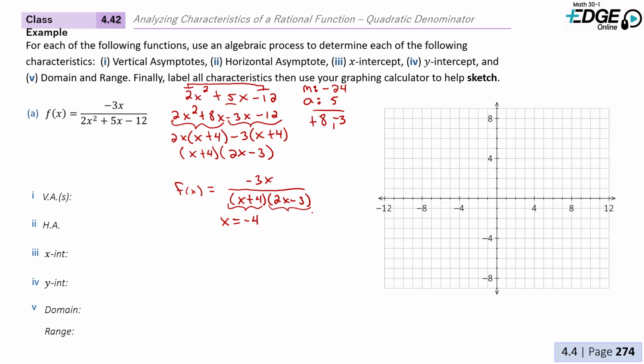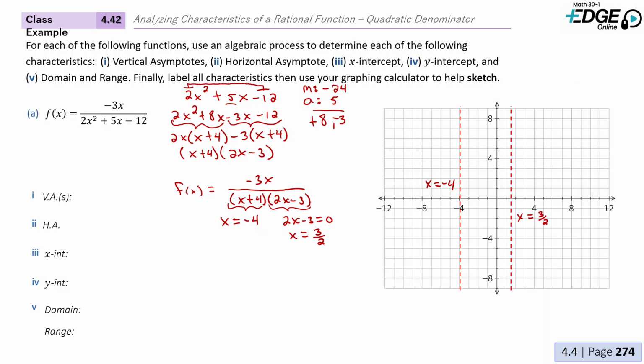Now this one, 2x minus 3, maybe you can figure that one out in your head, maybe not, but what you might like to do is just make yourself a little equation. So you could say 2x minus 3, where is that equal to 0? And then we can solve for x. So in this case, this would happen when x is equal to 3 over 2, or 1.5. So let's draw those in. So we should have two vertical asymptotes at those values. So at x is equal to negative 4 and x is equal to 3 over 2.